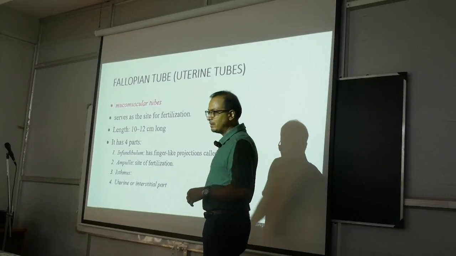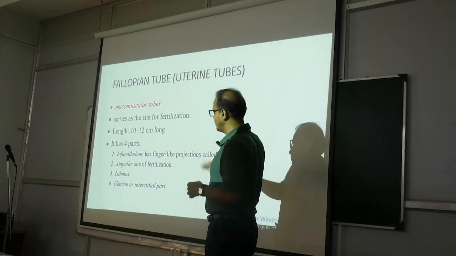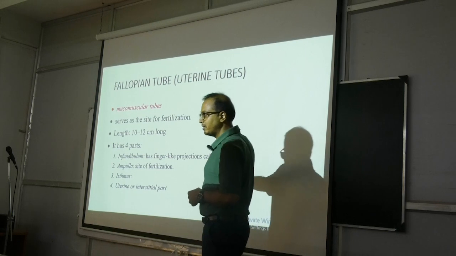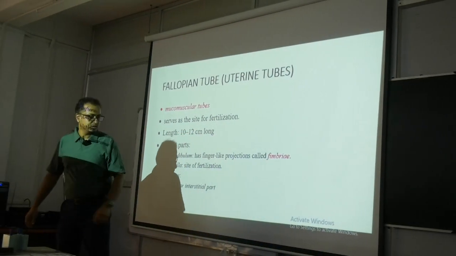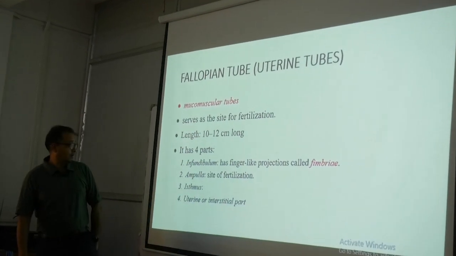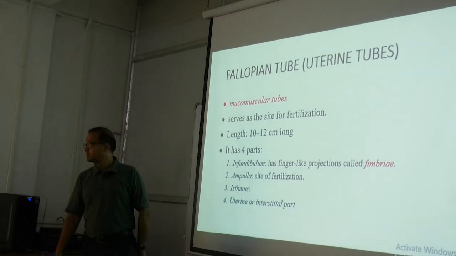This was given in examinations, like segments of the fallopian tube starting medial to lateral in sequence. You have to write it: uterine, then isthmus, then ampulla, and then infundibulum. Ampulla is the most important part, widest part, and the site of fertilization which takes place.